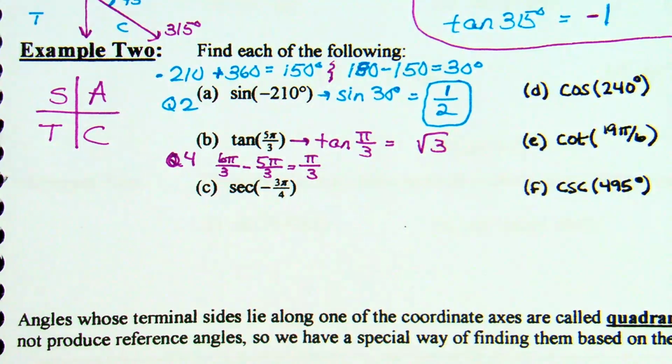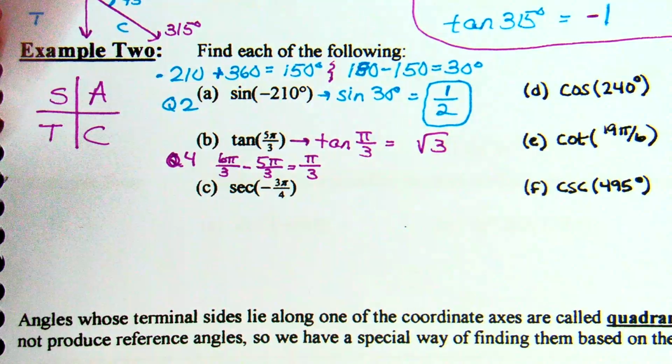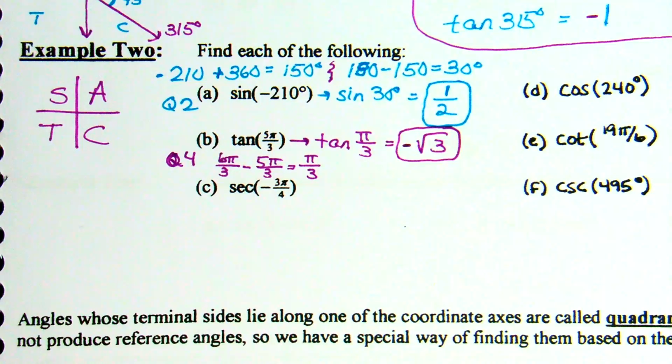I wrote the letters down. Okay. So, this was quadrant 4. Quadrant 4 is my C quadrant. We're talking tangent, so it's negative. Got it?